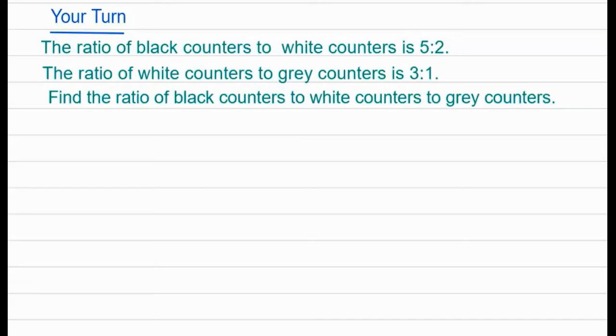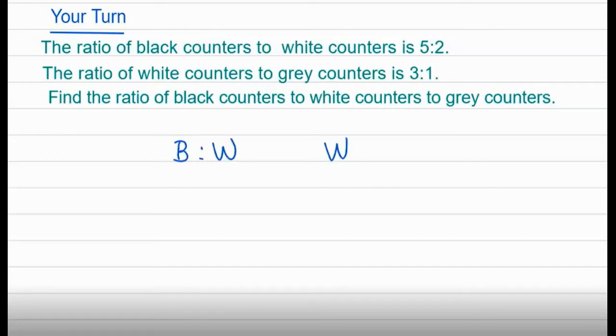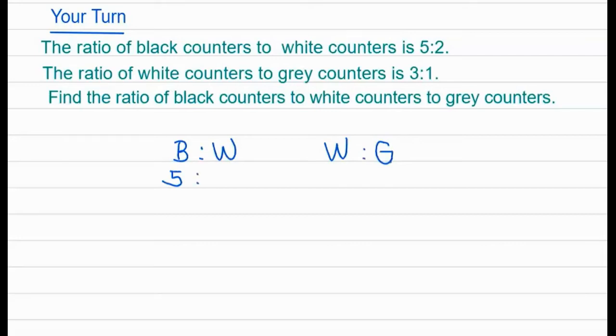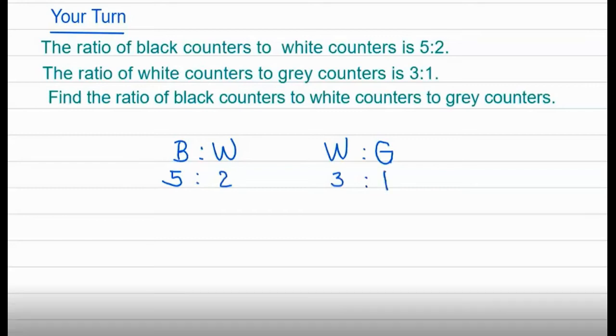So the ratio of black counters to white counters is 5:2. The ratio of white counters to gray counters is 3:1. Find the ratio of black counters to white counters to gray counters. So first of all, in a ratio problem, we need to write the headings. So we have black to white, so that's B to W, and we have white to gray, so that's W to G. Black to W is 5:2, and white to gray is 3:1.